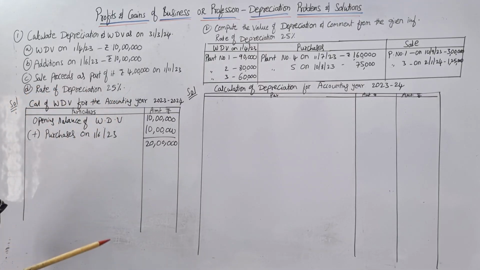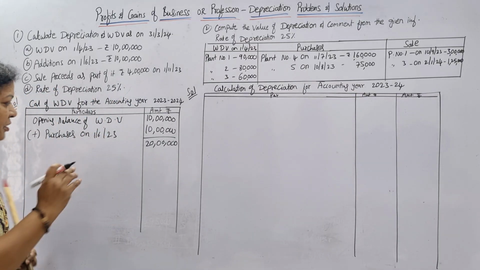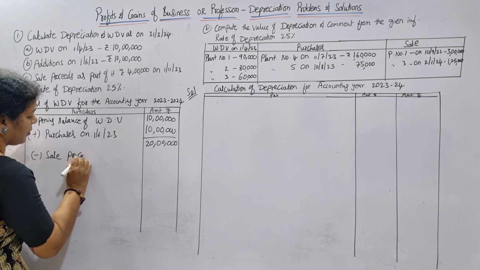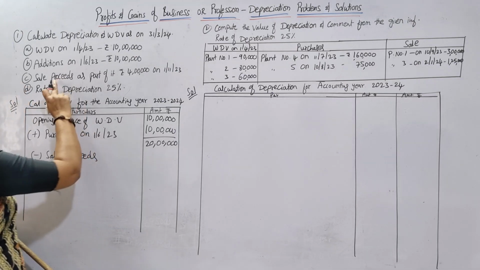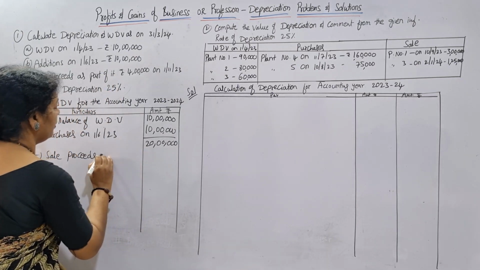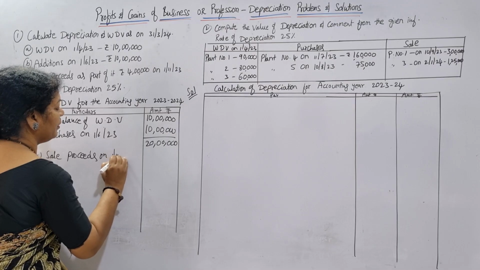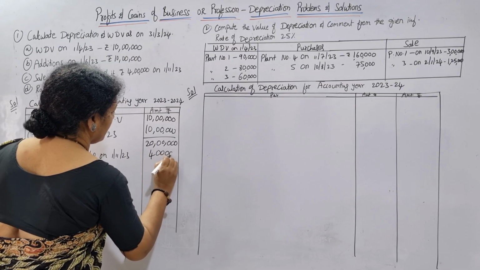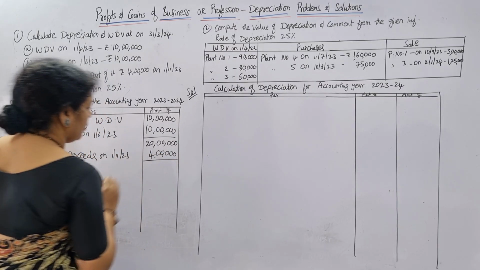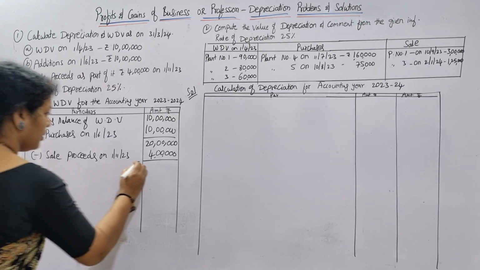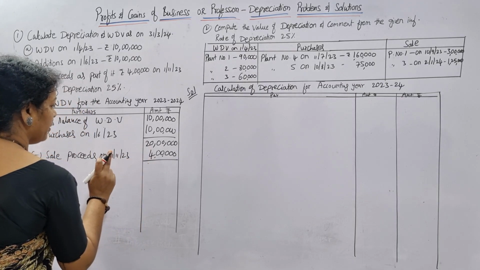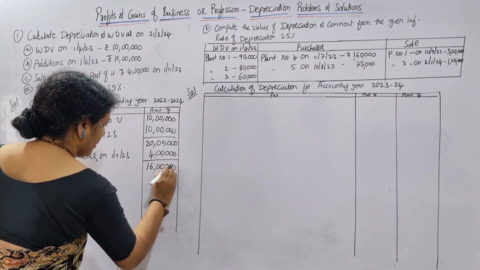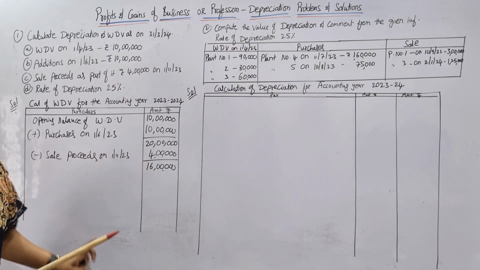There is the sale proceeds. Sale proceeds always we have to deduct it. Minus sale proceeds. Minus sale proceeds how much? 4 lakh on 1/11/23. 4 lakh. So WDV is here 20 lakh minus 4 lakh. It comes to 16 lakh. So this is the closing balance of WDV.